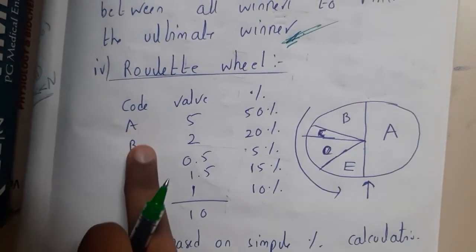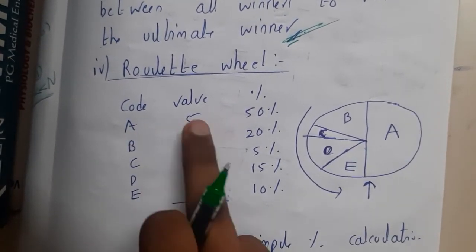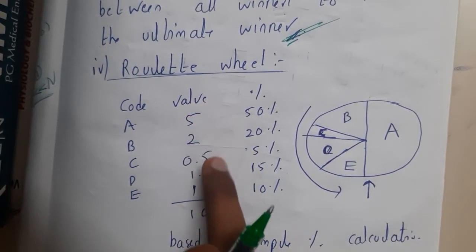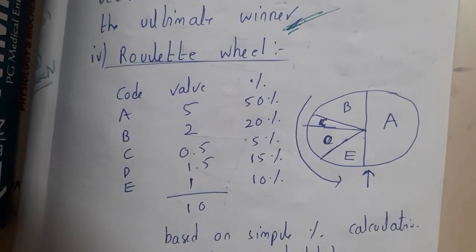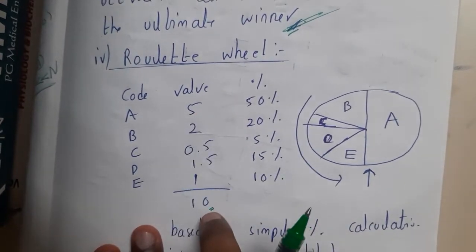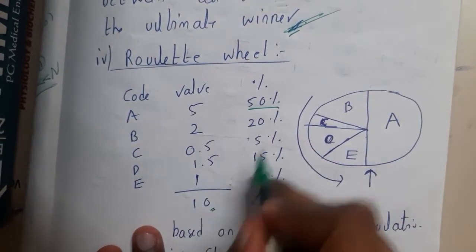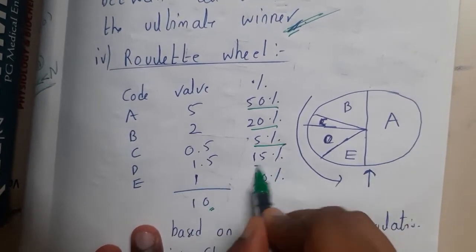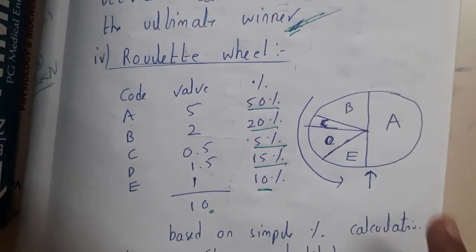Here I gave the coding values as A, B, C, D, E, and the values as 5, 2, 0.5, 1.5, 1. So what is the total of all these values, guys? It is 10. So 5 is how much percentage of this? 50%. 2 is 20%. 0.5 is 5%. 1.5 is 15%, and 1 is 10%.